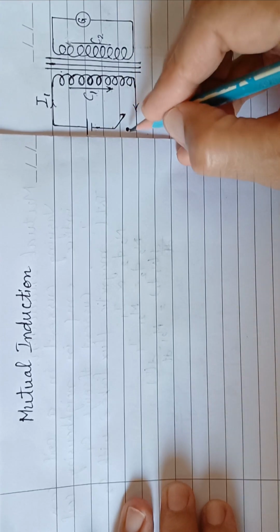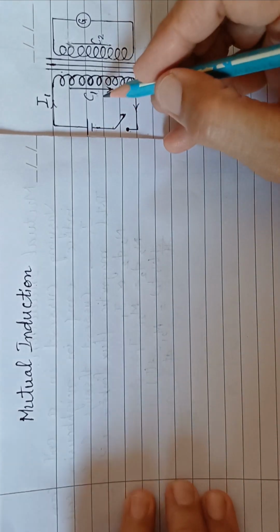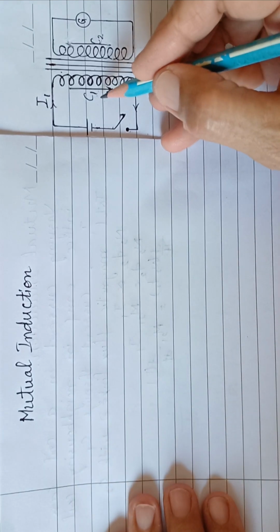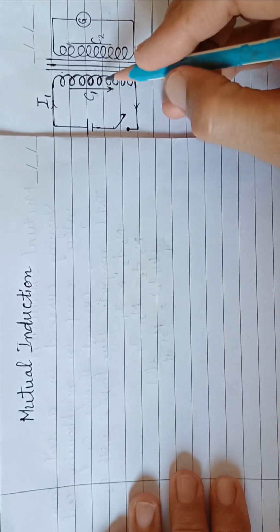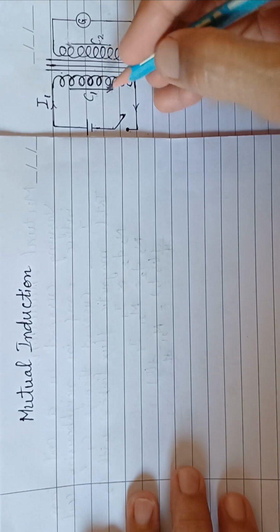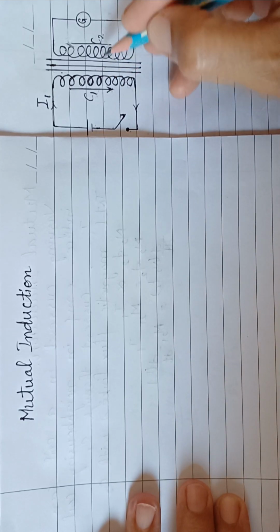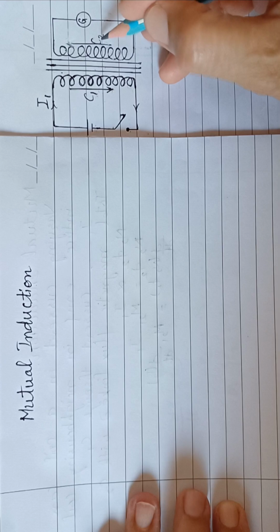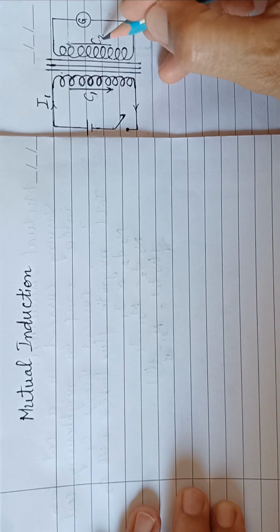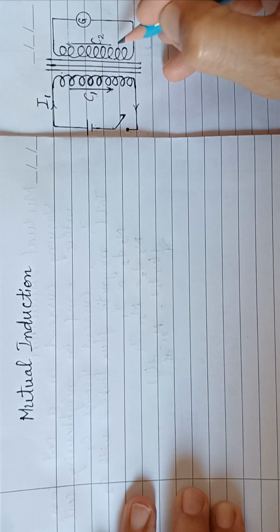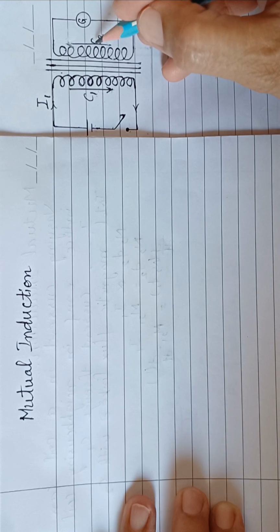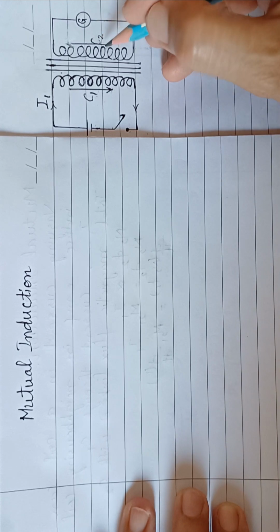Now, if we press this key, current in C1 will increase from 0 to maximum. So, magnetic flux linked with C1 will increase from 0 to maximum. Because C2 is in the neighborhood of C1, magnetic flux linked with C2 also increases from 0 to maximum. Magnetic flux is increasing. There is a change in magnetic flux.